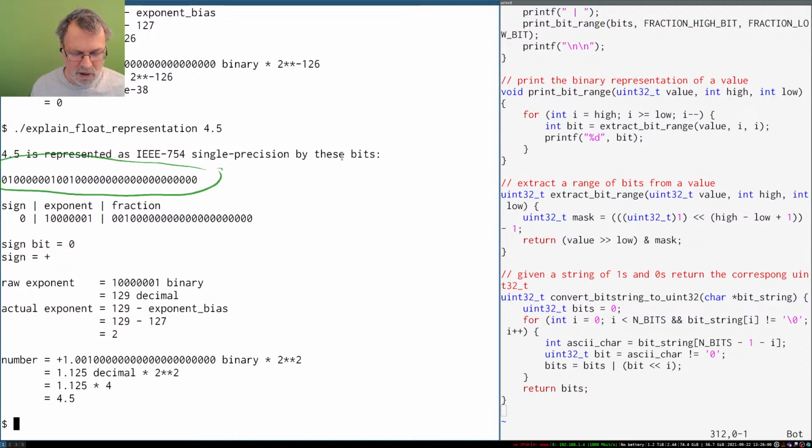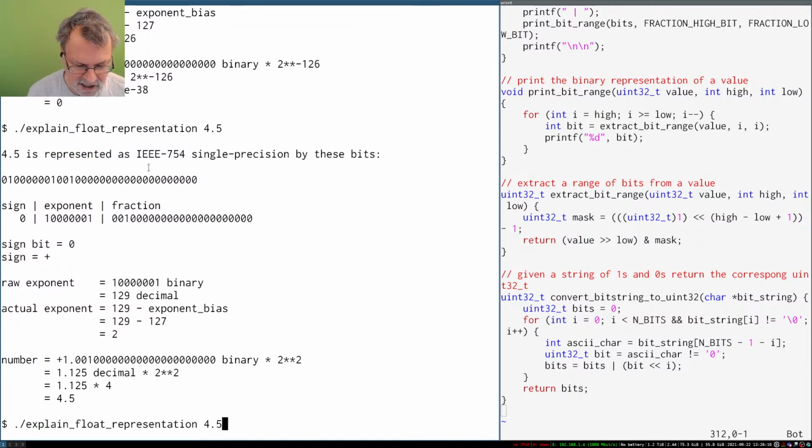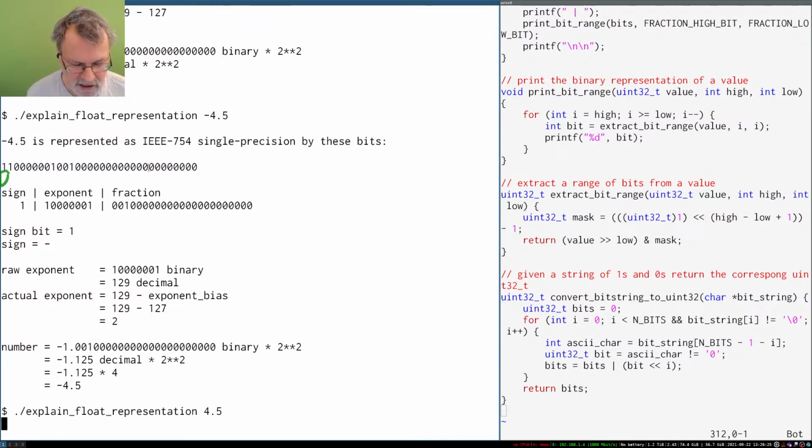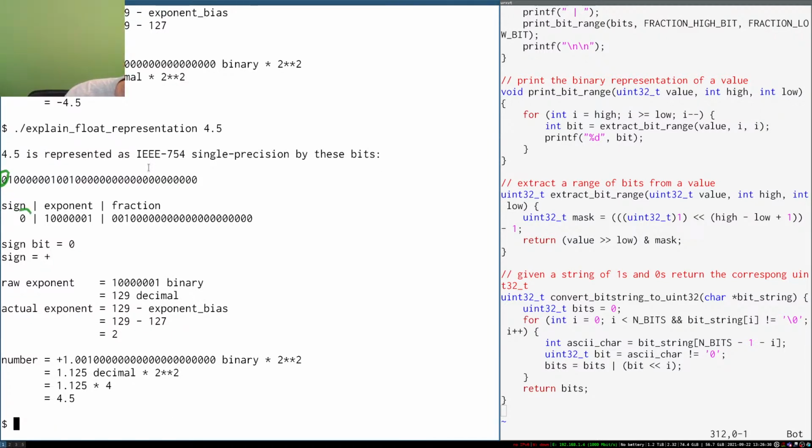So now this looks a bit weird. All right, so the sign is 0. Let's figure this out. The sign is 0. That's the first bit of the representation. We can figure this out. Let's just check that. If we put in minus 4.5, it should be the same. It's got a 1 there. All right, so that's the first thing we've figured out. That's the easiest thing. The first bit is for sign. 0 for positive, 1 for negative. That's easy.